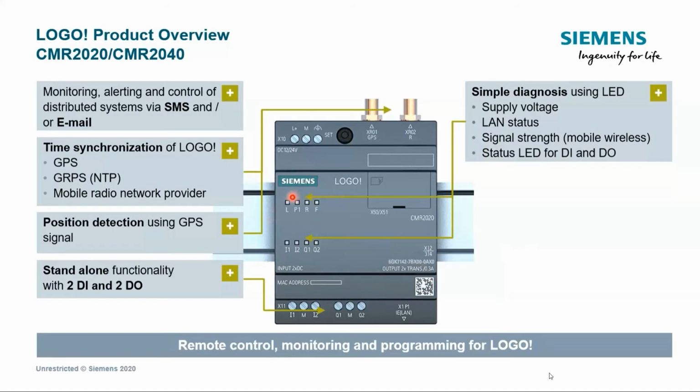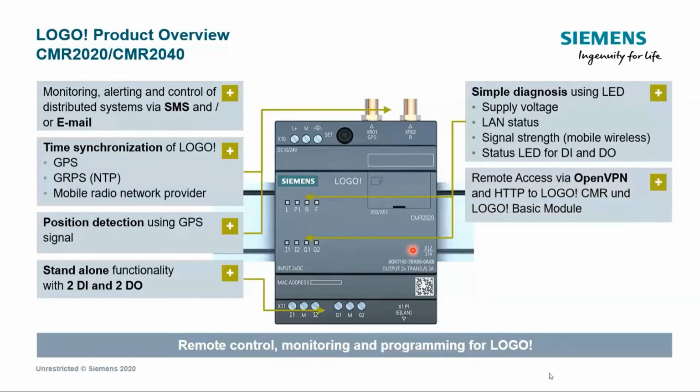You can see we have several LEDs for the diagnostics regarding the supply voltage or the Ethernet port status. The Ethernet port is here. This is, of course, what connects to the LOGO logic module. And you can see the LEDs for the IOs as well. And you can also see the signal strength of the mobile network that you are connected to.